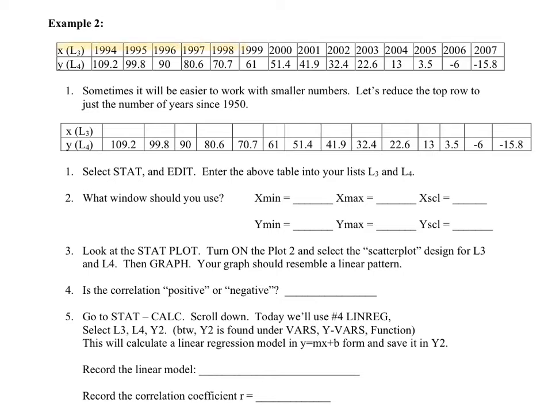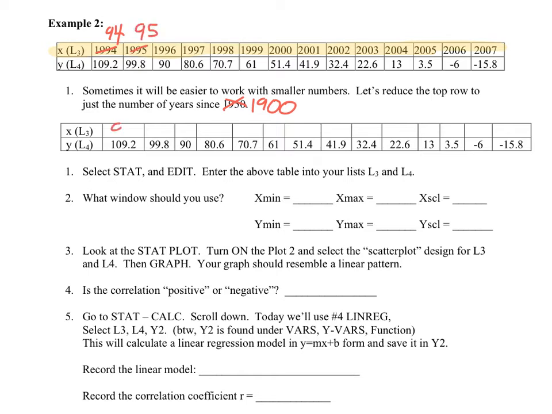Originally, these numbers were years. It was the year 1994 all the way up to the year 2007. From this point forward, we're going to make these numbers a little bit smaller. It just makes it a little easier for us. I actually made a typo, so I'm sorry about that. Take that 1950, and it should actually be 1900. So what we want to do is just consider the number of years since 1900. And so this 1994 is just going to be 94, and the 1995 would be 95.